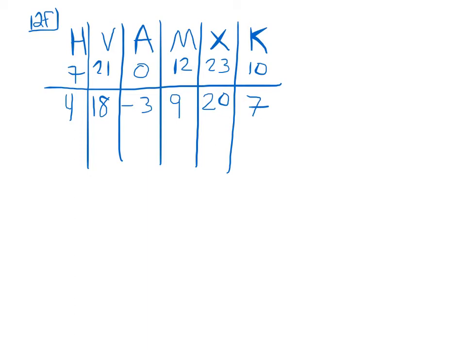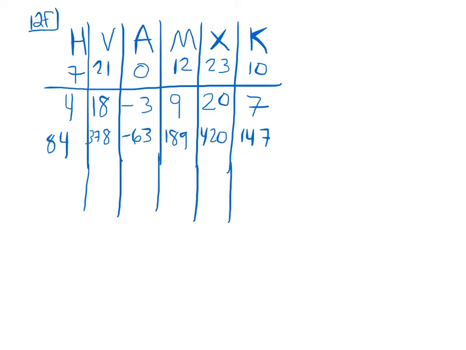So I have 4 times 21 is 84. 18 times 21 is 378. Negative 3 times 21 is negative 63. 9 times 21 is 189. 20 times 21 is 420. And 7 times 21 is 147. Now, none of these numbers are the appropriate size.